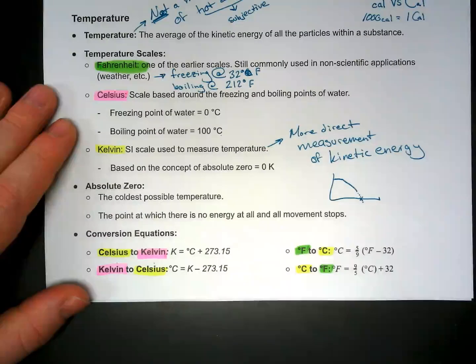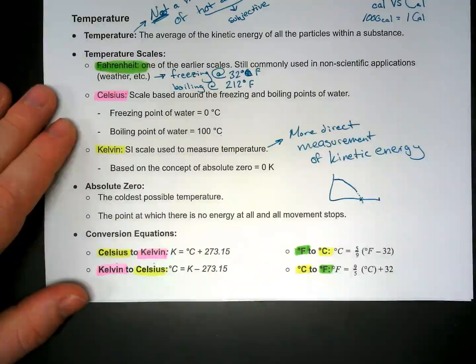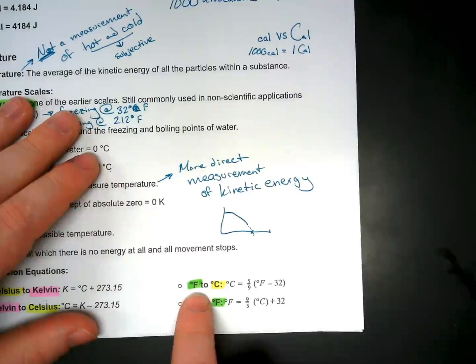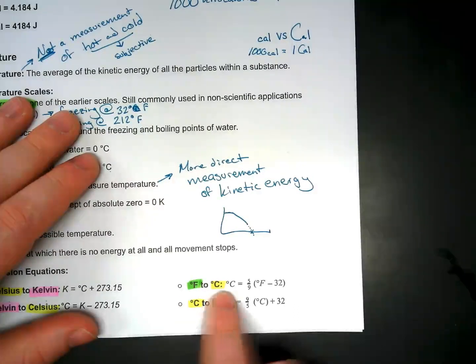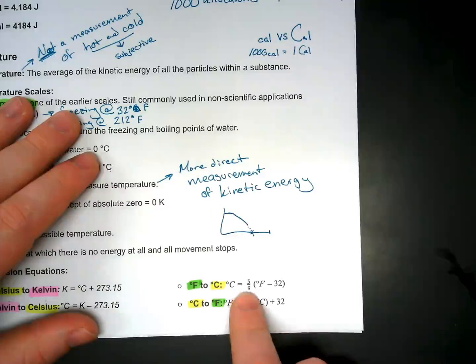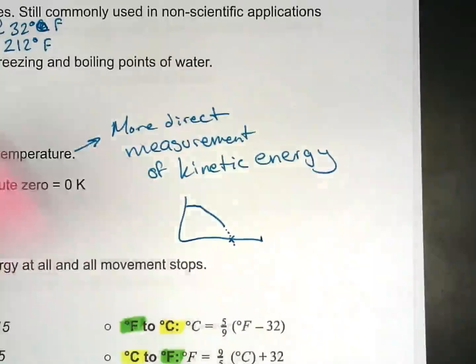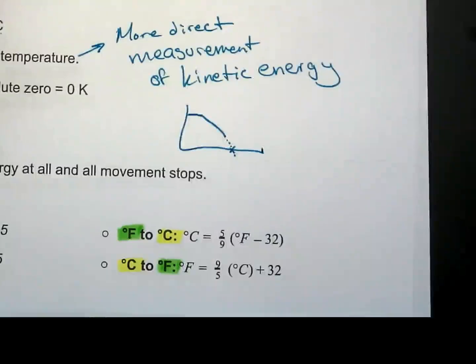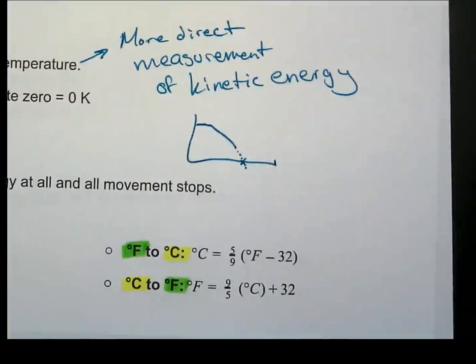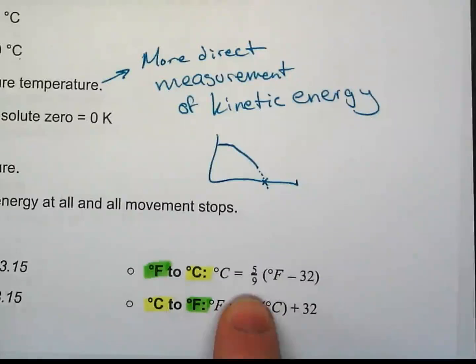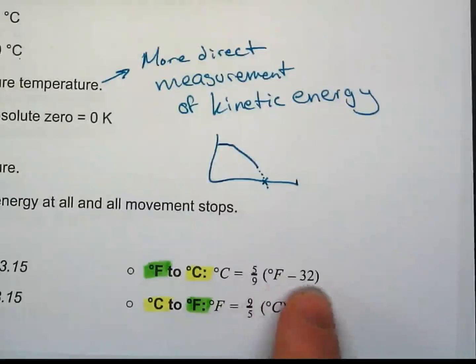We have to do a little extra work if we're starting with Fahrenheit and have to go to Kelvin. So for Fahrenheit, if we're going from Fahrenheit to Celsius, it's just this. Celsius is equal to 5/9 times whatever the Fahrenheit measurement was, minus 32.